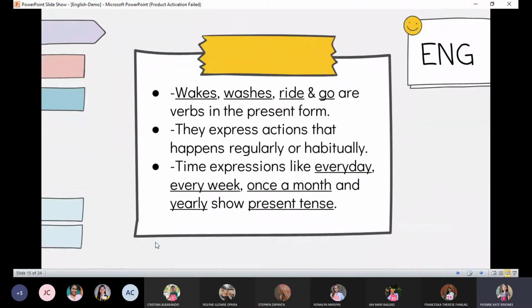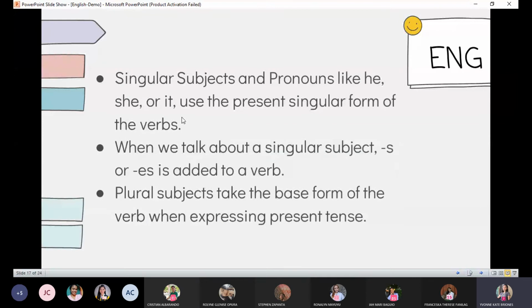So, the verbs like wakes, washes, ride, and go are verbs in the present form. They express actions that happen regularly or habitually. The time expressions like every day, every week, once a month, and yearly show present tense. Singular subjects and pronouns like he, she, or it use the present singular form of the verbs. When we talk about a singular subject, S or ES is added to a verb. Plural subjects take the base form of the verb when expressing present tense.